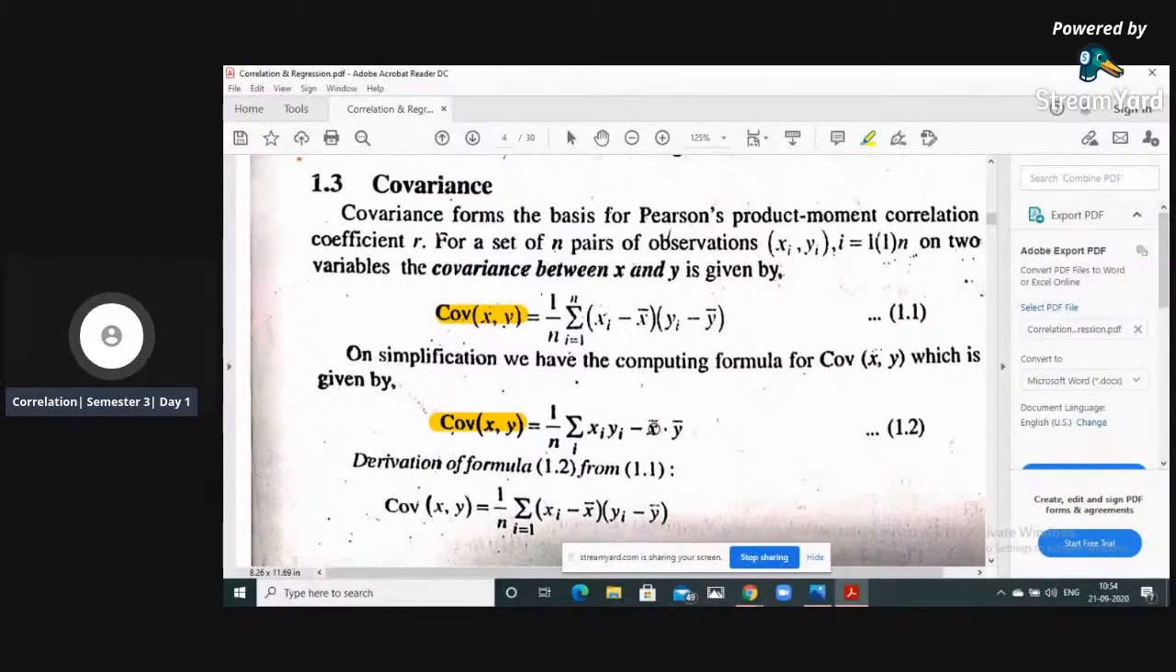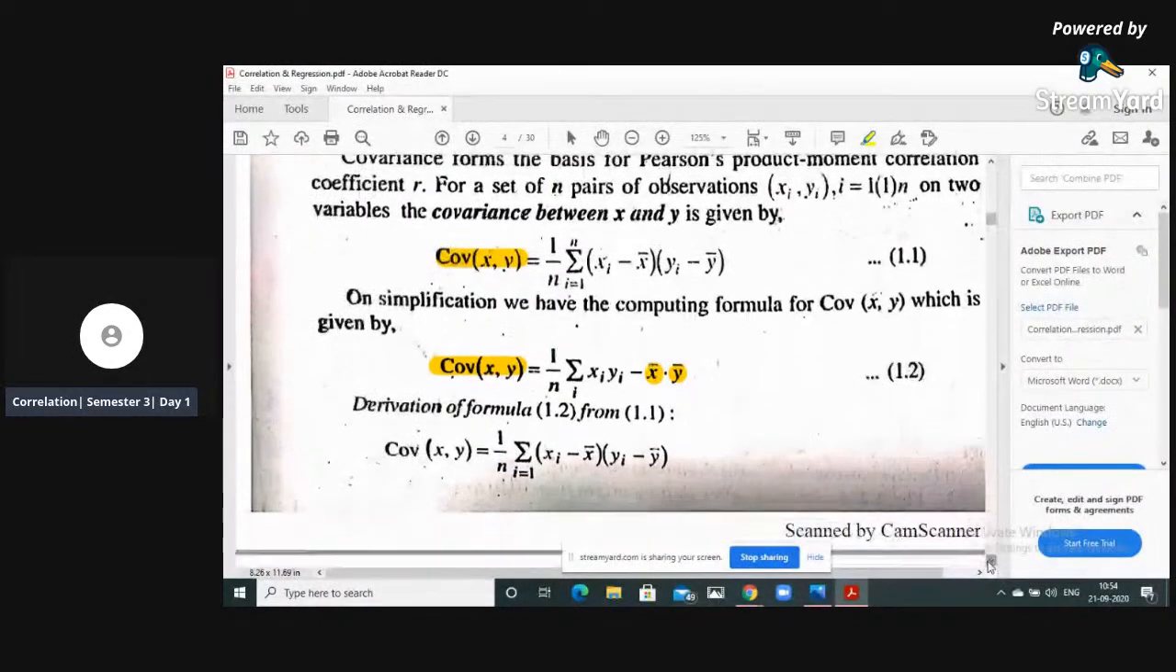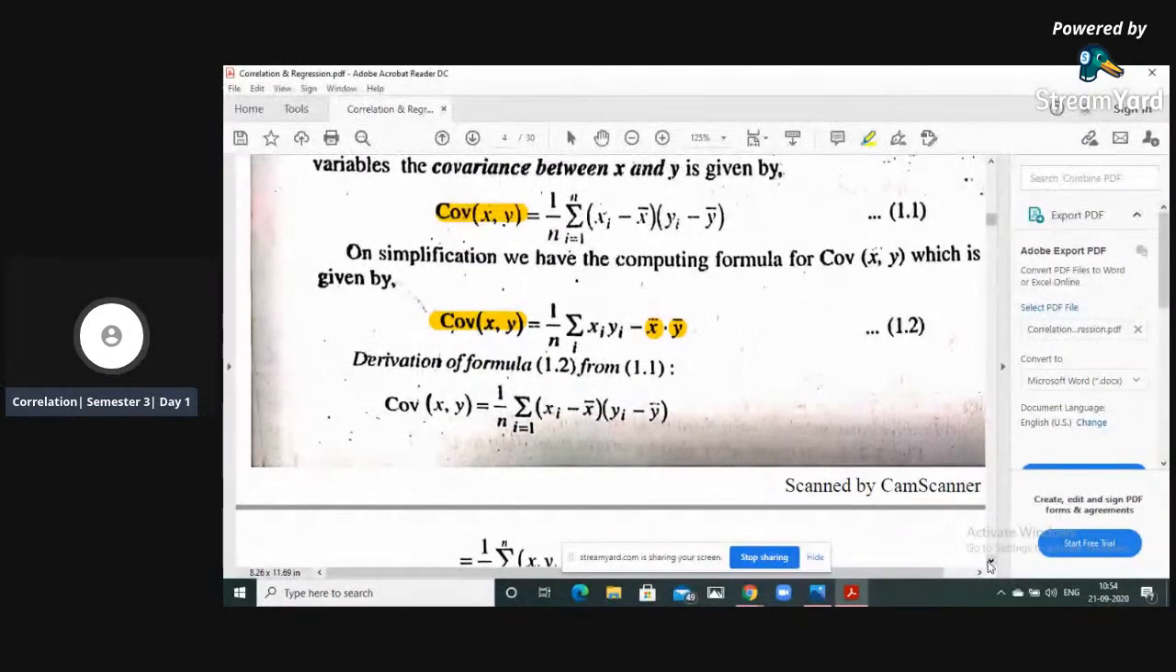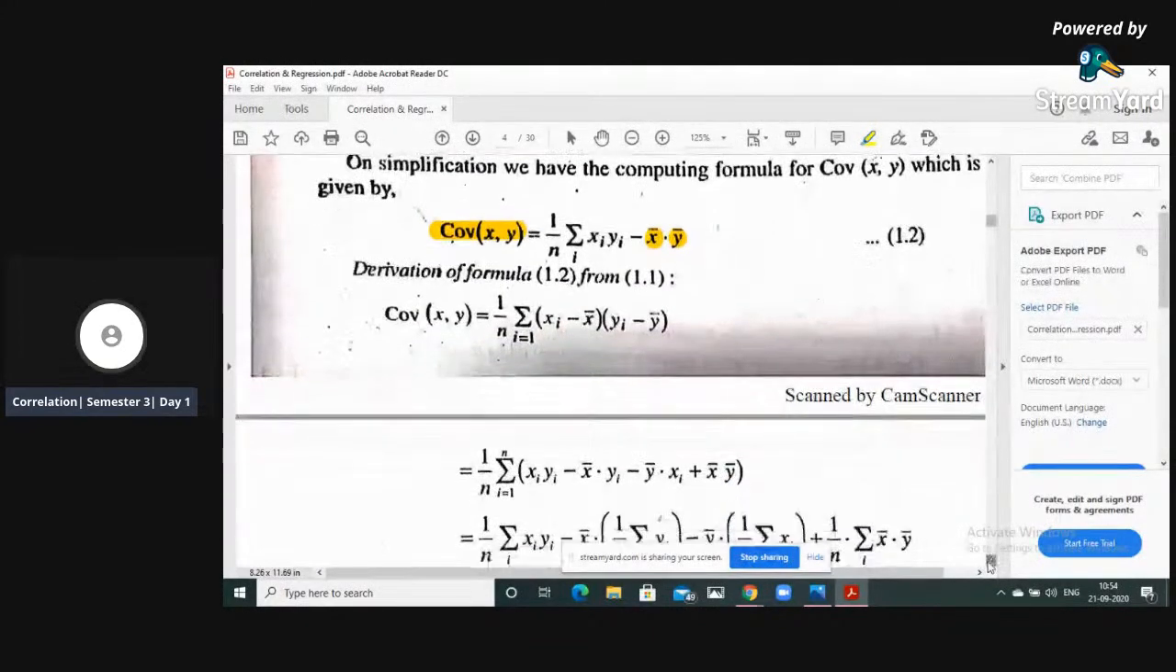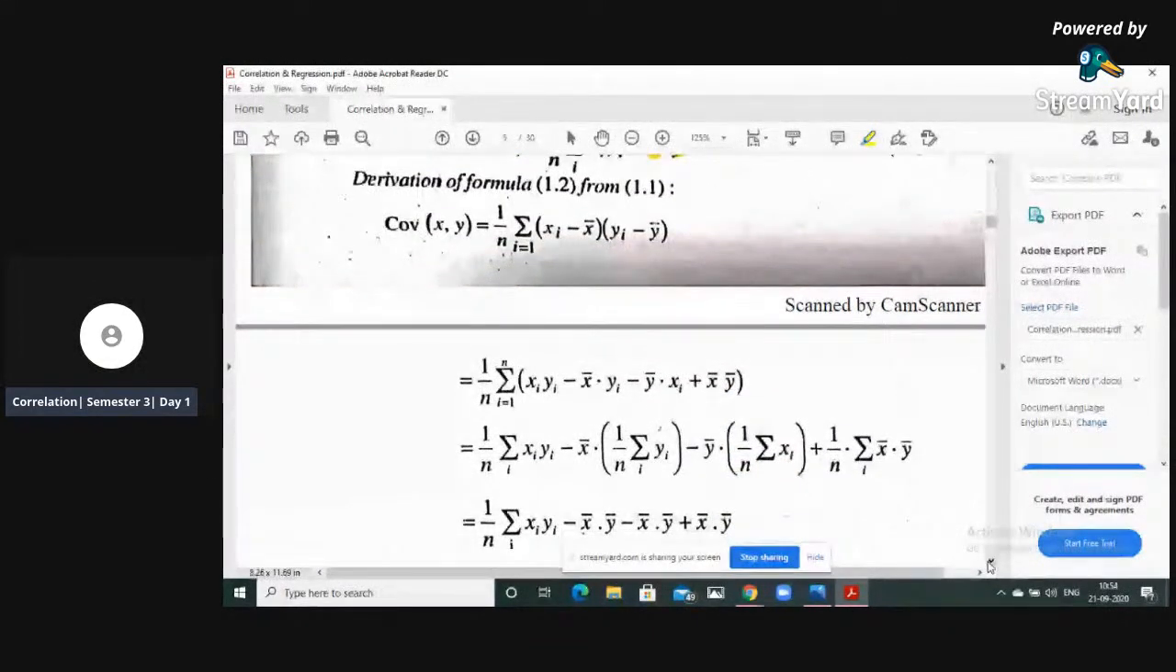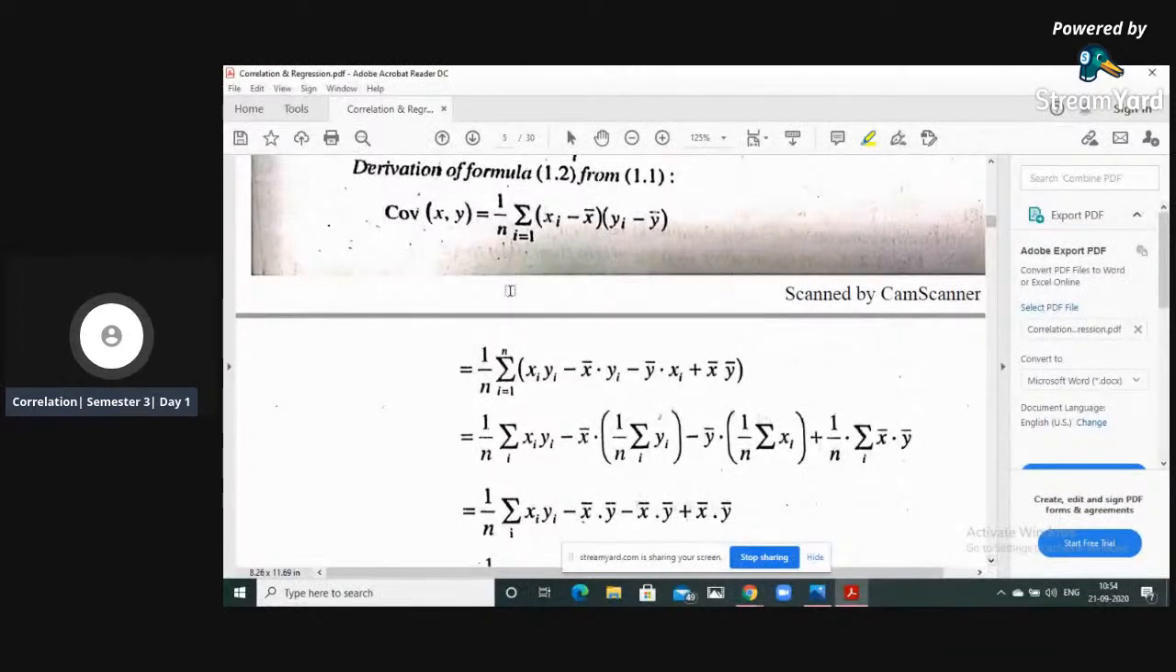Now, if you remember what x bar and y bar are from your previous semester, x bar is the mean of the xi variables, y bar is the mean of the yi variables. Now, how we are obtaining this formula is given below. So covariance of xy is this.